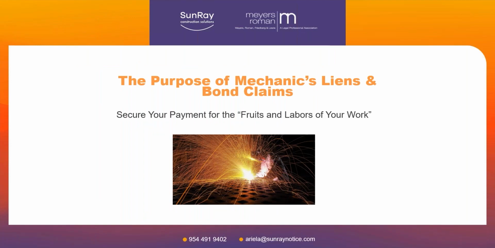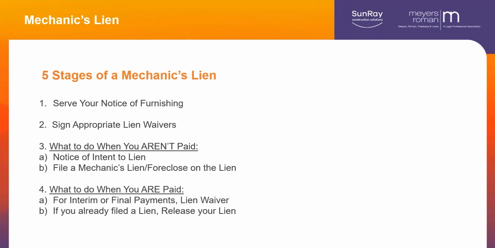The purpose of mechanics liens and bond claims is, and this is my language, to secure payment for the fruits and labors of your work. Mechanics liens have been around since the beginning of Washington, D.C., when the federal government didn't have any money to pay things, so it gave master contractors the rights to file liens on all of this public work that's going on. You can't do that anymore. Federal projects you can't file liens on. You can only file Miller Act bond claims. But it is to assure that you're paid, or at least give you the right to be paid.